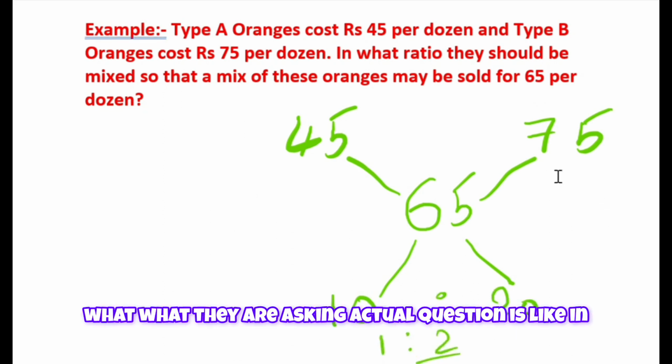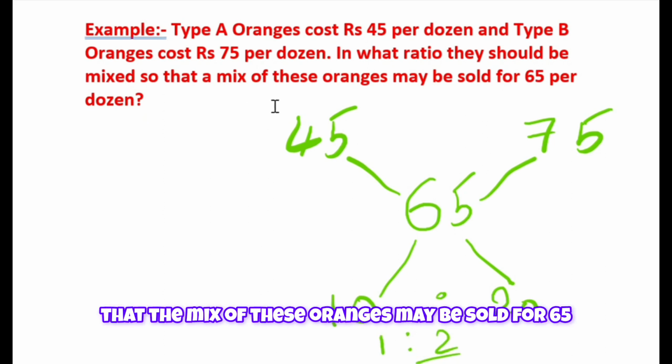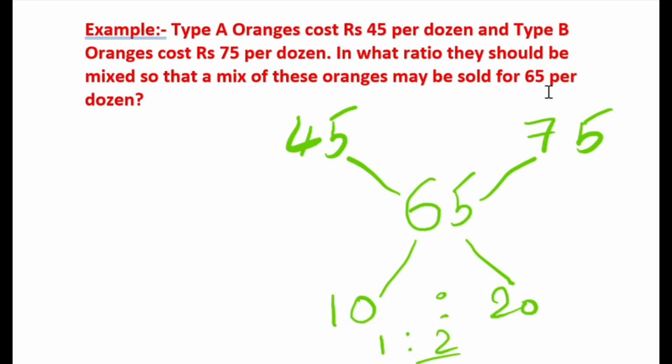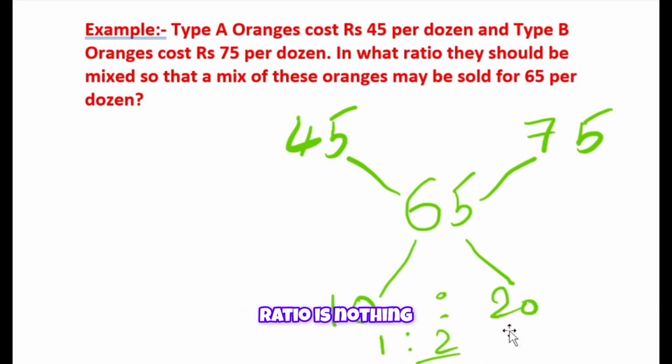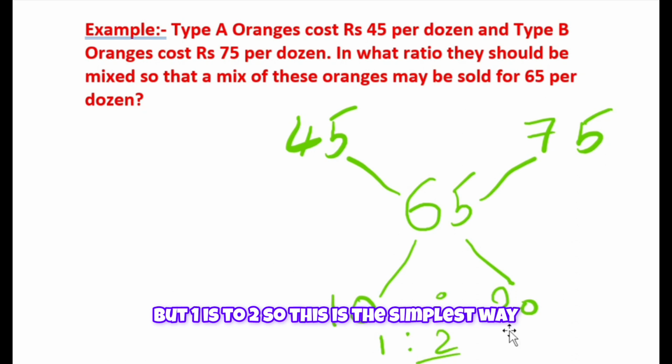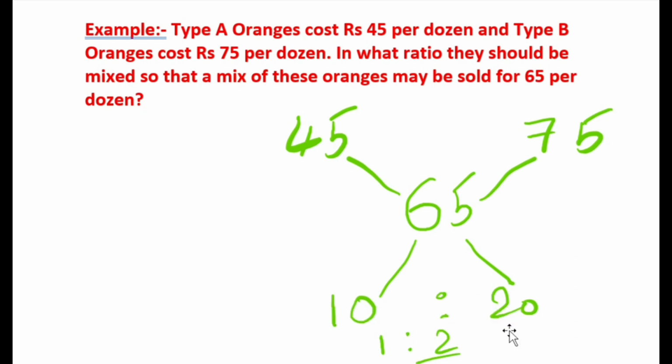What they are asking in the actual question is in what ratio they should be mixed so that the mix of these oranges may be sold for 65 per dozen. The required ratio is 1 is to 2. This is the simplest way to solve any mixture and alligation problem.